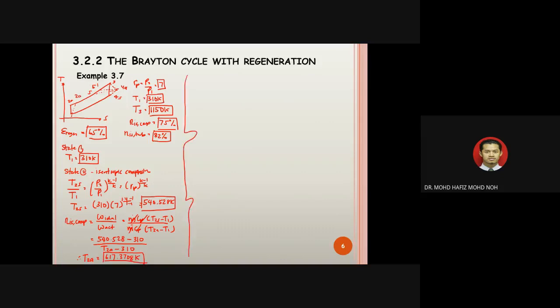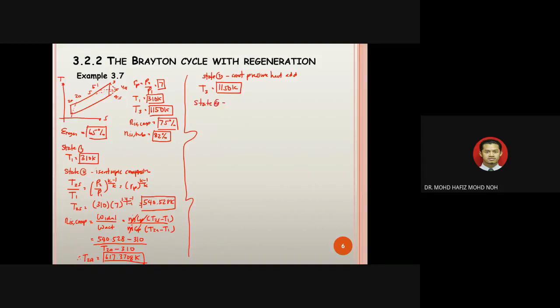So you solve for this one, and then you can proceed to state 3. State 3 actually is a process of constant pressure heat addition. T3 is given, which is 1150 Kelvin. So you're done for this state 3.